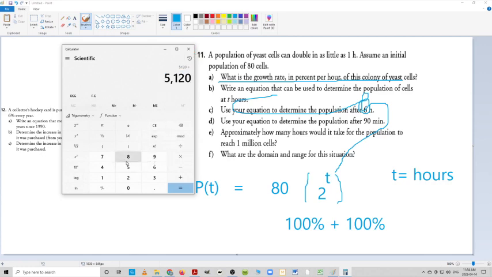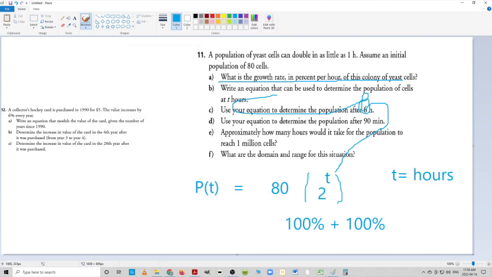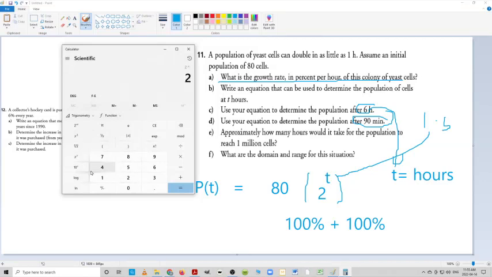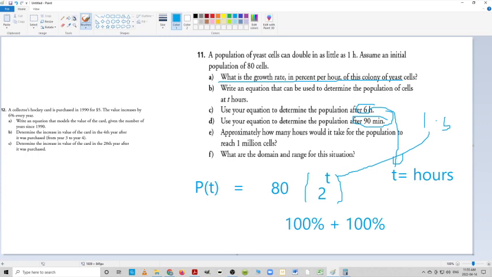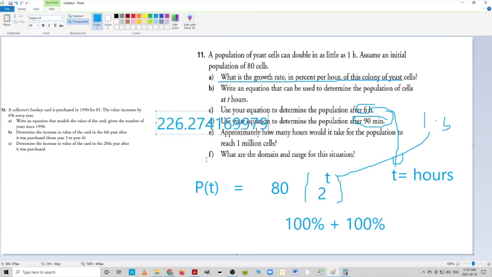How many times bigger than 80 is that? It's 64 times bigger, which makes sense because 2 to the power of 6 is 64. Okay. Use your equation to determine the population after 90 minutes. So be careful because we're working in hours in t. So what is 90 minutes in hours? It's 1.5 hours. So you have to be careful in these questions. So 2 to the power of 1.5 is equal to that. And then you got to multiply it by its initial population. So the population is now 226. So that's for D.